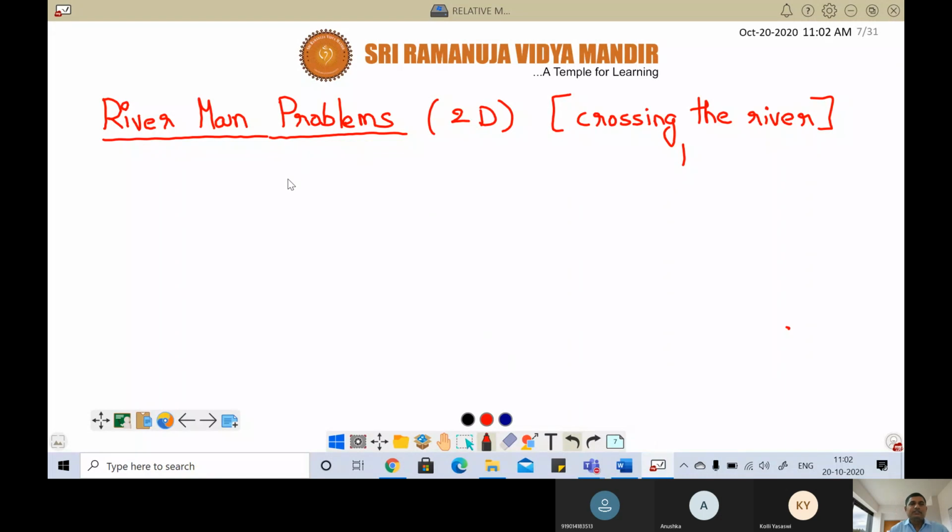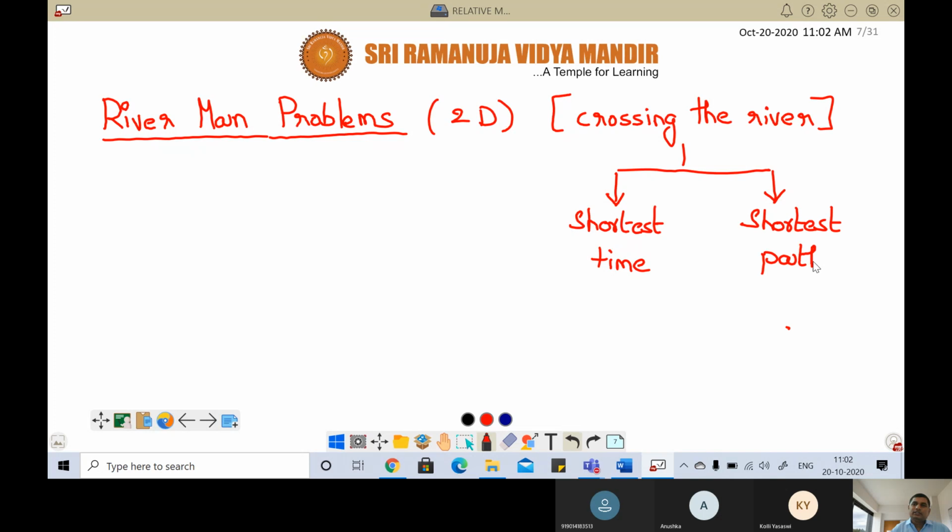Now we are going to see riverman problems in 2 dimensions. Basically, crossing the river has 2 cases. One is crossing the river in the shortest time, and the second one is the shortest path. That is what we are going to see.